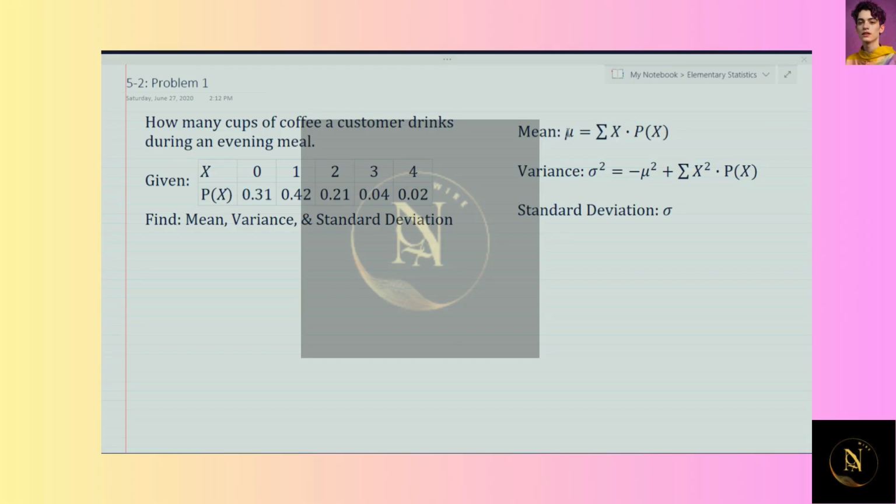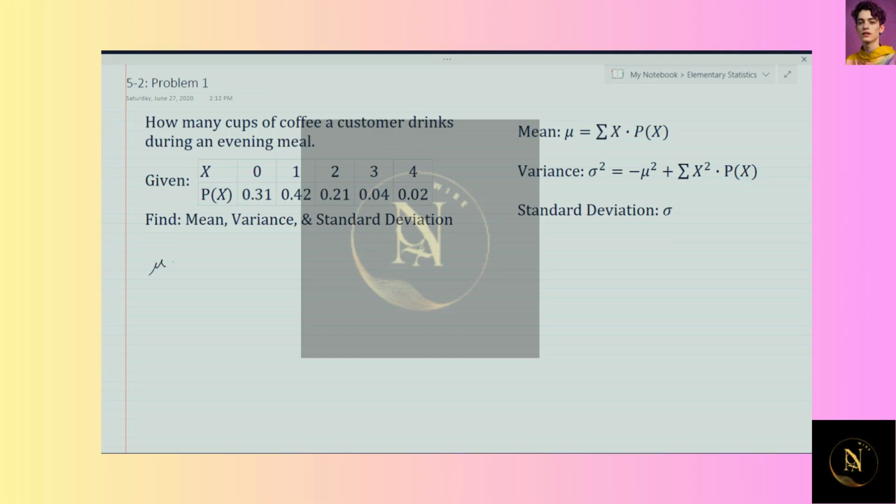Here you can see our mean is mu, the summation of x times the probability of x, whereas variance is the summation of x squared times the probability of x, and we're subtracting off our mean squared, our theoretical average squared. And of course, our standard deviation is just the square root of our variance. So let's go ahead and jump in and calculate our mean first.